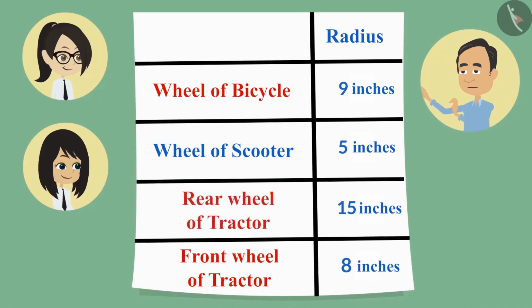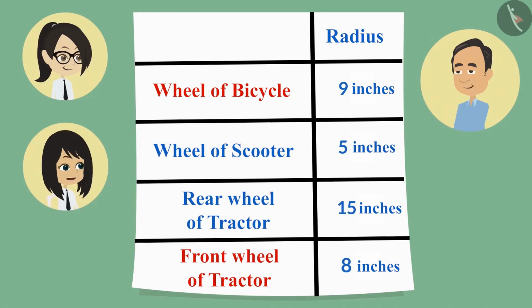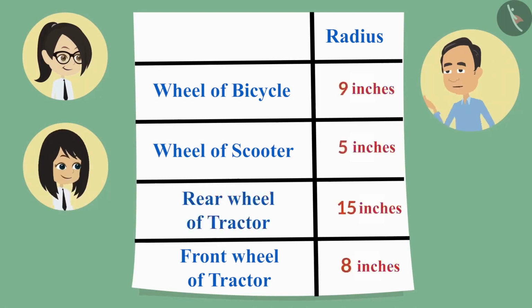Just like you have told about the rear wheel of the tractor, that it was the largest, the same way you can also tell about both these wheels. So we had seen all the wheels, so we were able to tell that the rear wheel of the tractor is the largest. I thought that you were looking at the measurement of these radius.